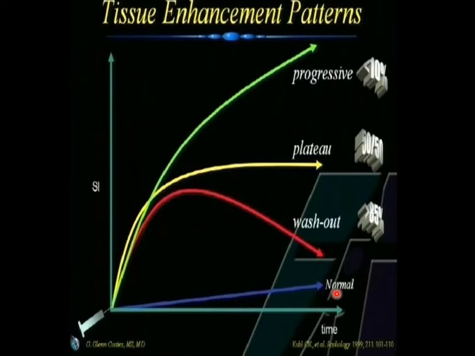This is the normal. Usually background parenchymal enhancement is at this level, while the others, for example the green, yellow, and red ones, are all abnormal enhancement. You have to keep this in mind.